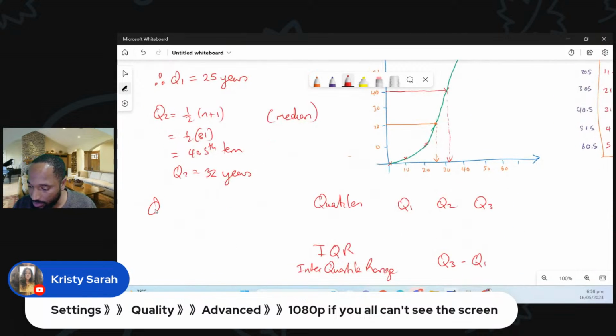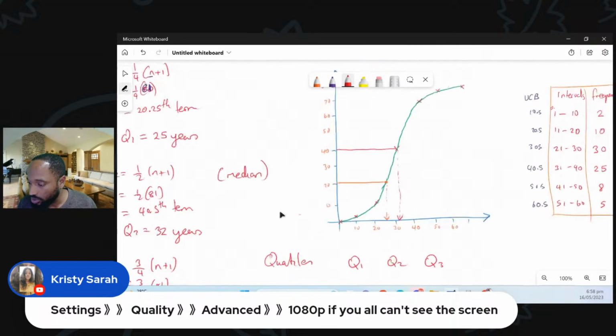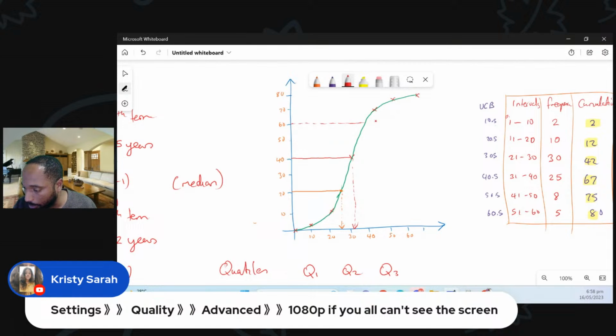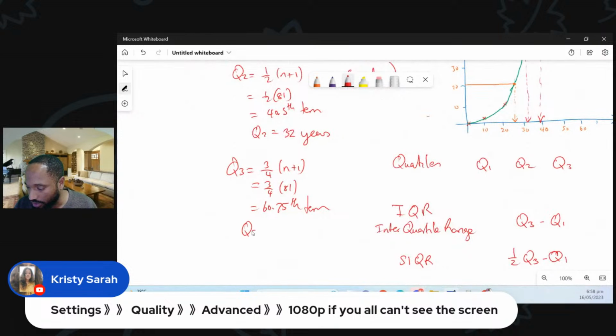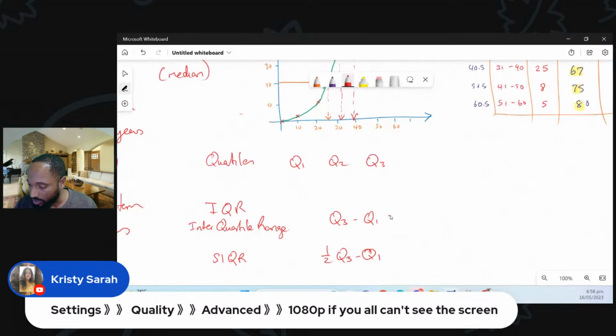And Q3, same thing, three quarters of n plus 1 is the formula for this. So it's three quarters of 81, which is 60.75. So it's on the 60.75th term, approximately the 61st term. So you come across here, and you come straight down, and it's looking like it's 40. So we're predicting that it's 40, and that looking kind of false, like it's 39. So Q3 is 39 years. And then the interquartile range will be what? Q3 was 39, Q1 was 25. 39 minus 25 is what?